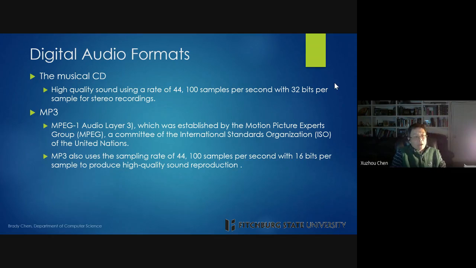Now, the next thing we're going to talk about is digital audio formats. The music CD, if you still remember the days when we played music with a CD. We're not talking about a Sony Walkman that used music tape. Music tape is not digital. But now we talk about a CD, right? The music CD was very popular in the 1980s, 1990s, or even the year 2000. So you could buy a CD and play it in a CD player, right?